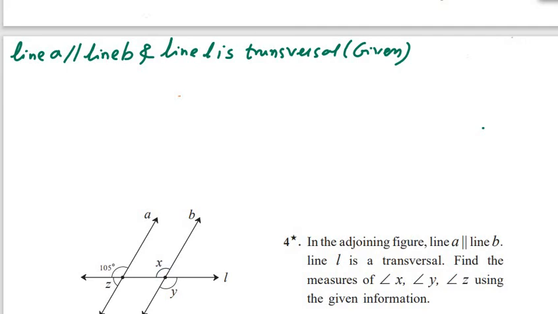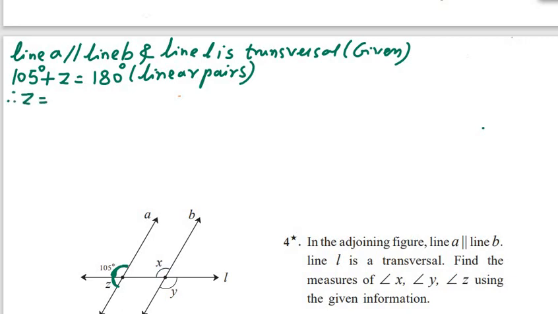Very easy. If this is transversal, see this is 105. How 105 plus this angle z is equal to how much? They form a linear pair, and therefore it is equal to 180. Now I write first 105 degree plus Z is equal to 180 degree because they are in linear pair and therefore their addition is 180 degree, and therefore Z is equal to 180 minus 105, that is 75 degree. Now value of Z is how much? It is 75 degree.